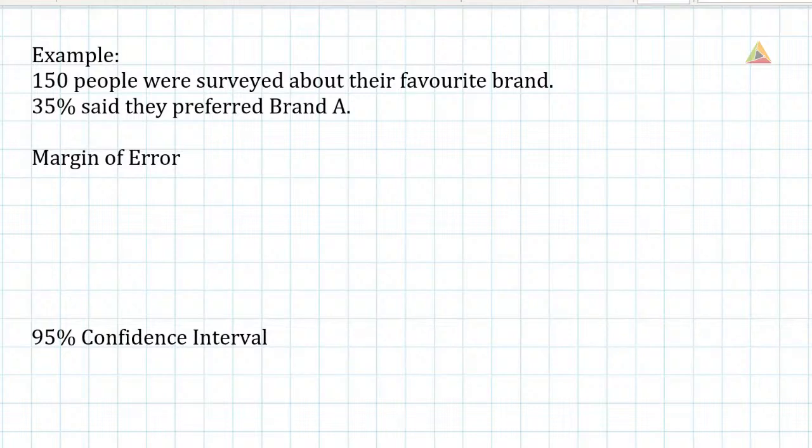So the first thing here says, an example: 150 people were surveyed about their favourite brand. This could be a brand of anything, or about their opinions on things. And we're going to get a proportion. In this, it says 35% said they preferred brand A. So when we have 35% saying they preferred brand A, that's our sample proportion.